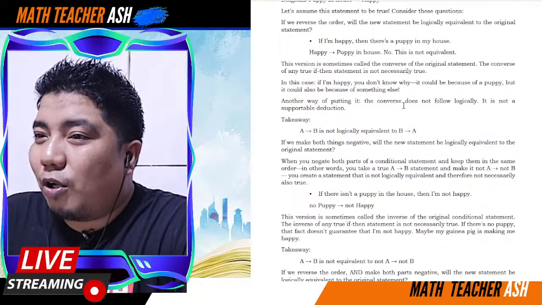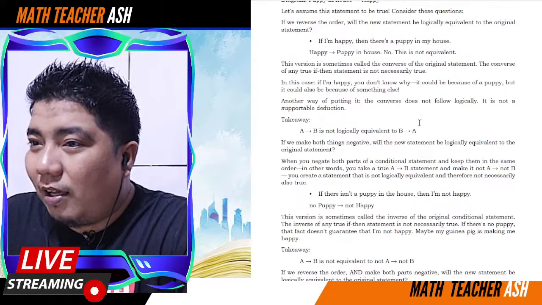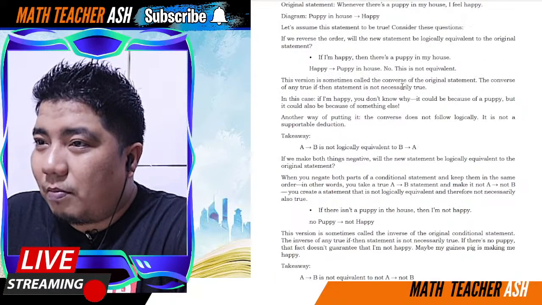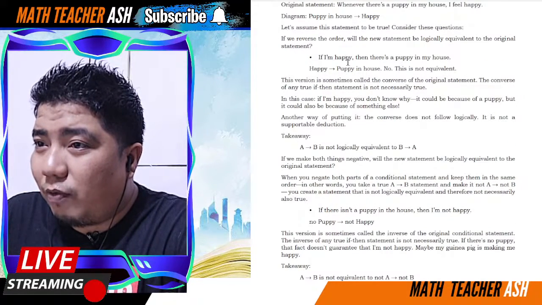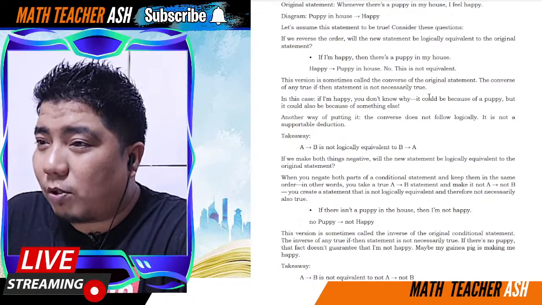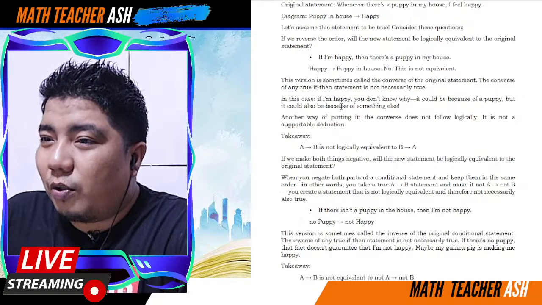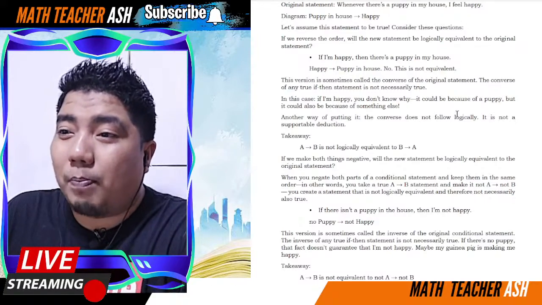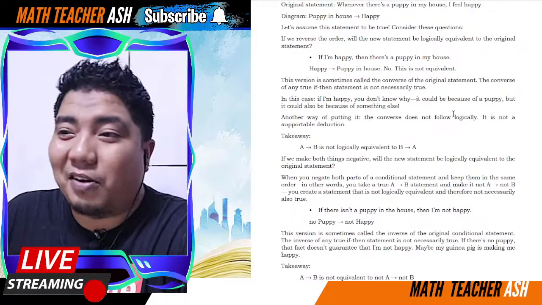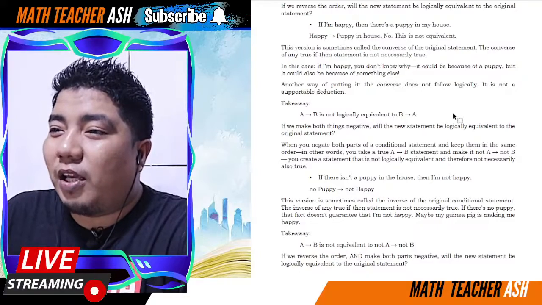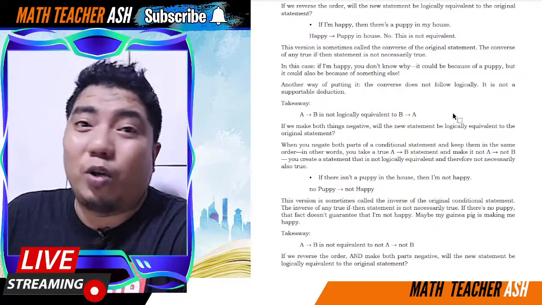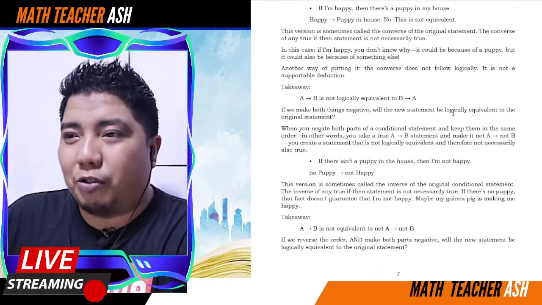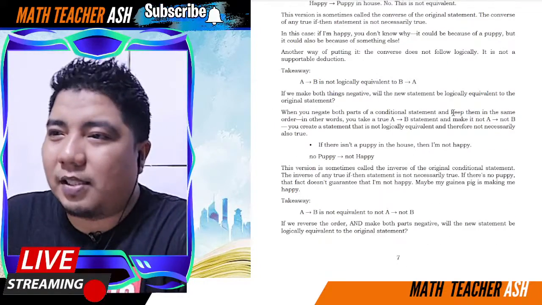Okay. So another is, the converse, if we reverse it. Okay, this version is sometimes called the converse. Okay. So in this case, if I'm happy, you don't know why. It could be because of a puppy, but it could also be because of something else. Another way of putting it is the converse does not follow logically. It is not a supportable deduction. Okay? So hindi siya basis.